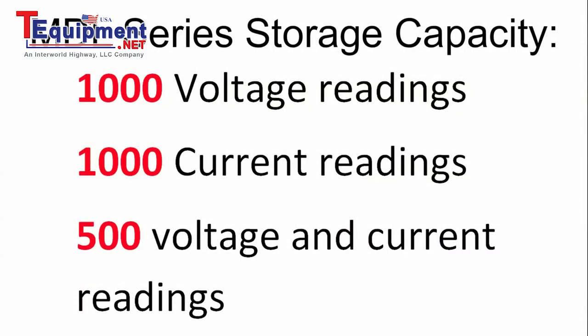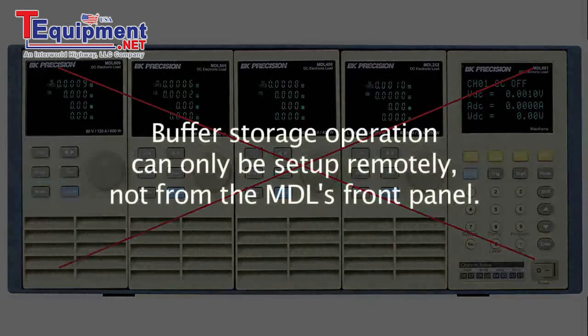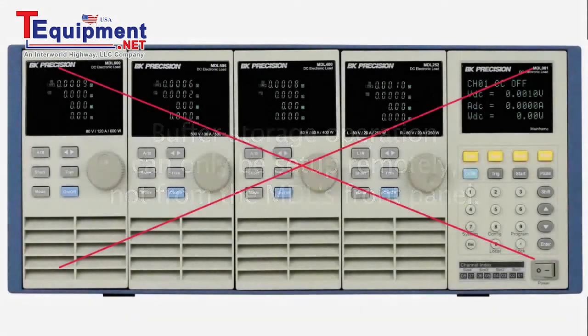The MDL series can store up to 1,000 readings of voltage or current, or 500 readings with both voltage and current, at a minimum interval of 0.2 milliseconds. Buffer storage operation cannot be set up from the front panel. All of the setup and initialization is done remotely.